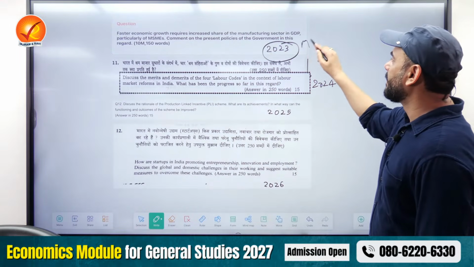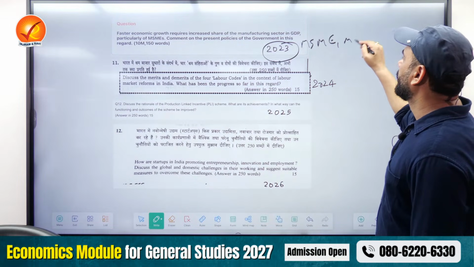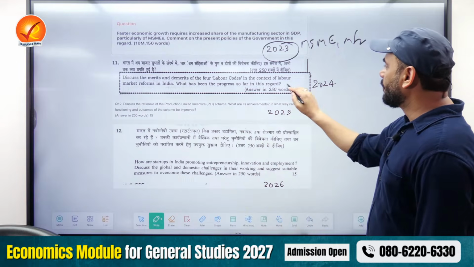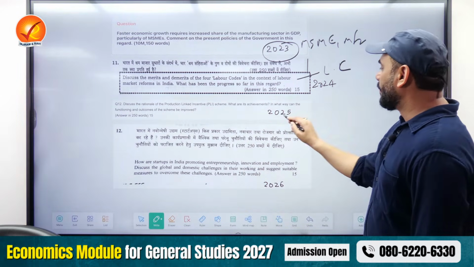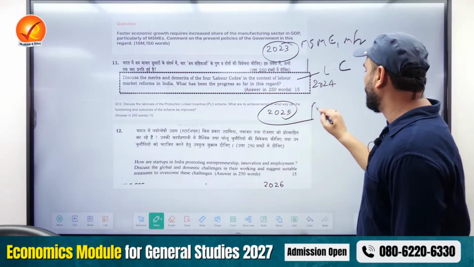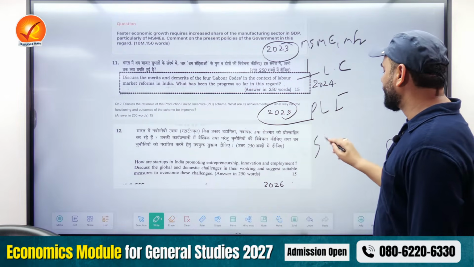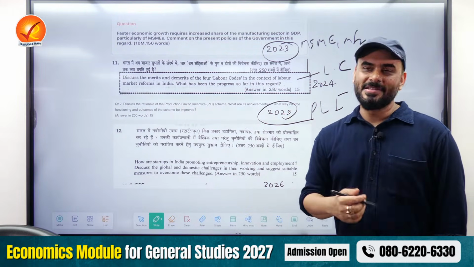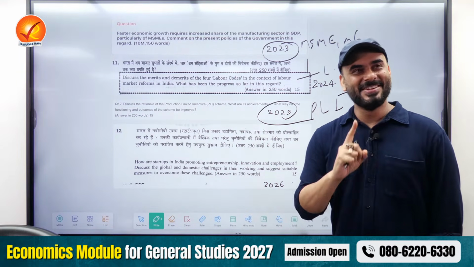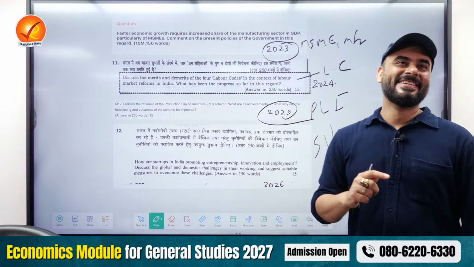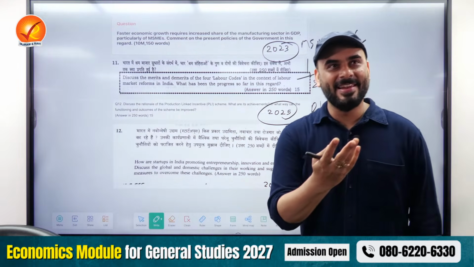2023 MSMEs plus manufacturing. 2024 they asked labor codes, labor laws. Now 2025 they asked PLI. 2026 they asked startup. What is left to ask? Make in India, National Manufacturing Vision, Industry 4.0, and AI and AI related policies.